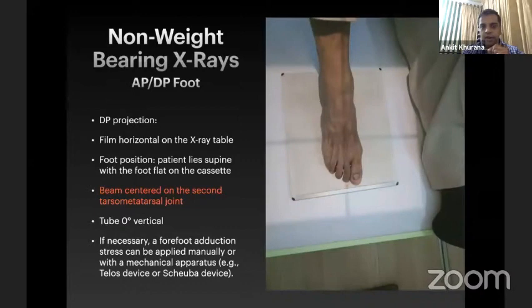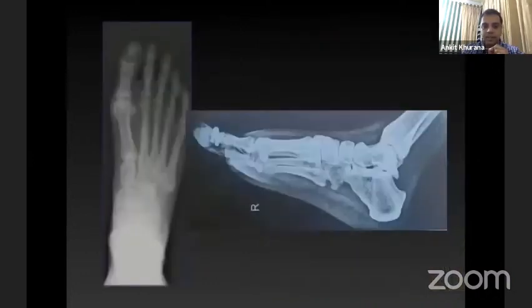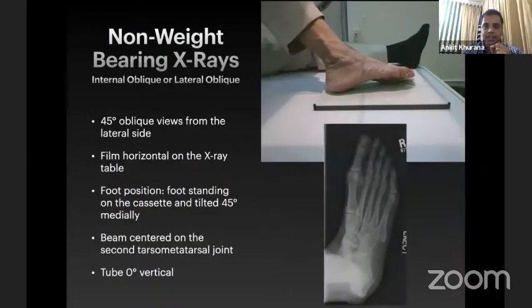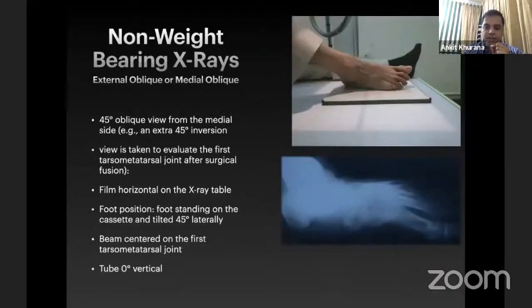Coming to the non-weight-bearing X-rays of the foot, we have the AP X-ray of the foot, which is taken with the beam centered on the second tarsometatarsal joint. This is an example of an AP as well as a lateral view of the foot, which is non-weight-bearing. The non-weight-bearing lateral view is taken with the X-ray beam centered over the calcaneocuboid joint. This is an oblique X-ray of the foot taken in an internal rotation view. Internal rotation X-ray helps in evaluating the anterior process of the calcaneum and the cuboid with the fifth metatarsal. Similarly, an external rotation oblique view is done to see the medial column of the foot, the first metatarsal, the navicular, and the talus.